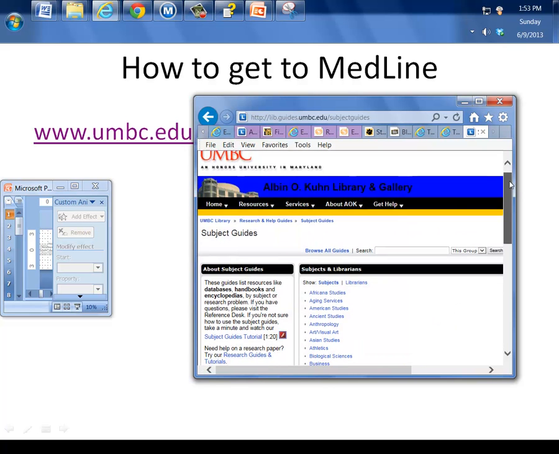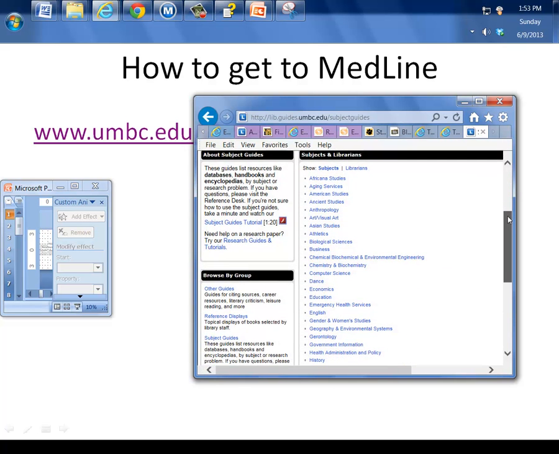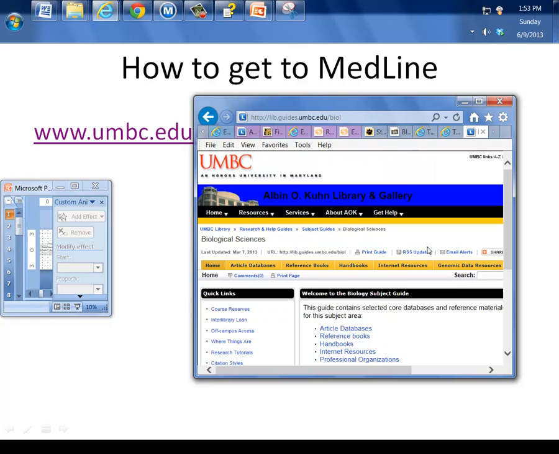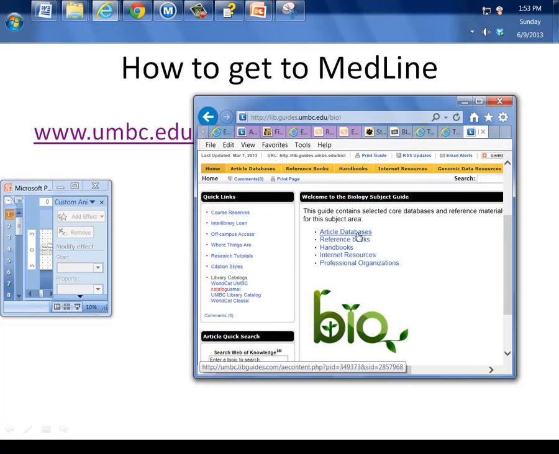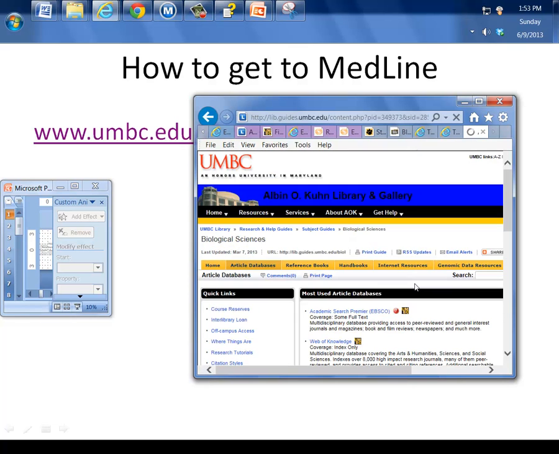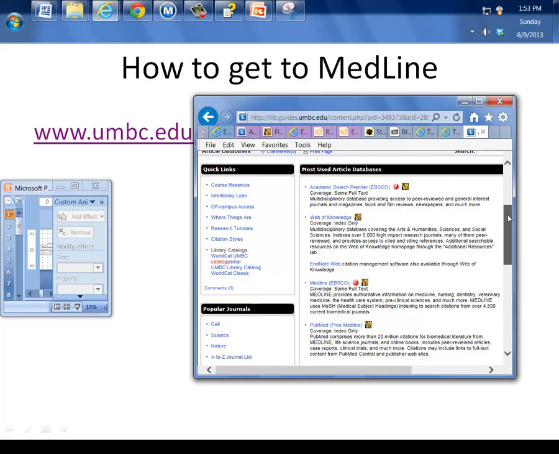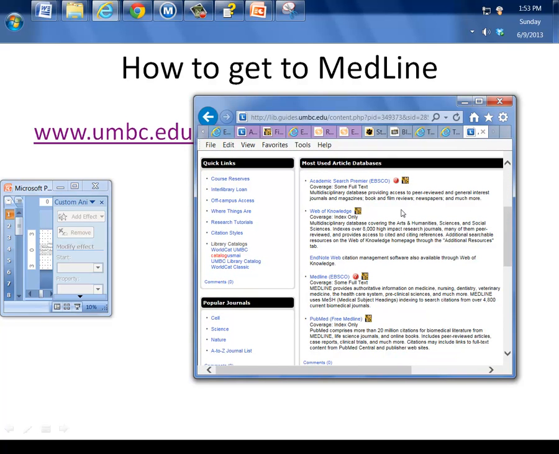Okay, so here's the subject guide. You start with what subject you want. We are in the biological sciences here. I think there's probably health too. And then article databases is what we want. By the way, there's some science dictionaries, science encyclopedias. There's a lot of good things on these pages.